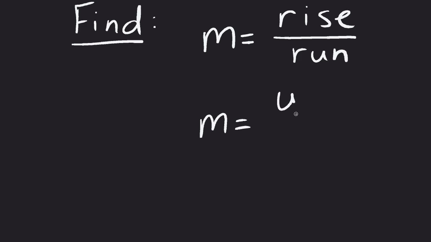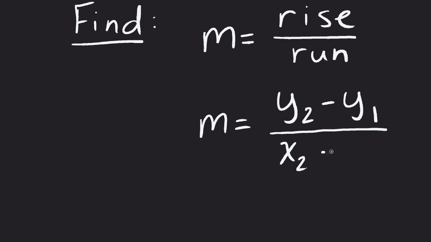So really what this says is I'm going to take one of my y's and subtract the other. So y sub 2 minus y sub 1. And I'm going to take the matching, the corresponding x value. So x sub 2 minus x sub 1. And I'm going to subtract.